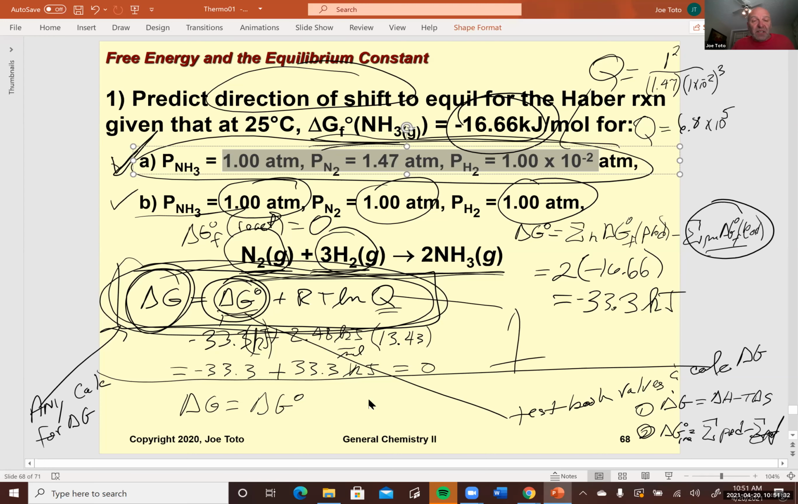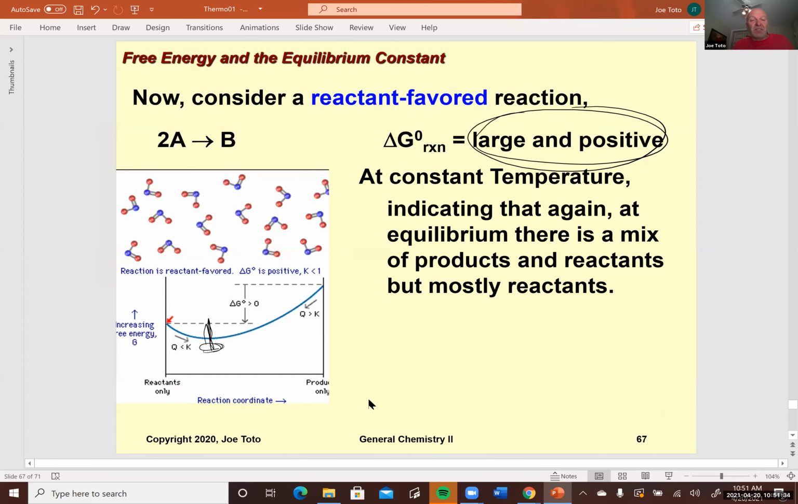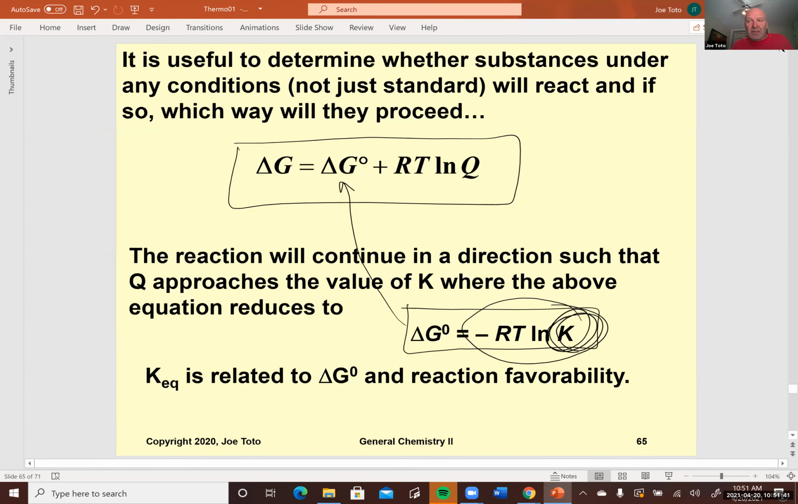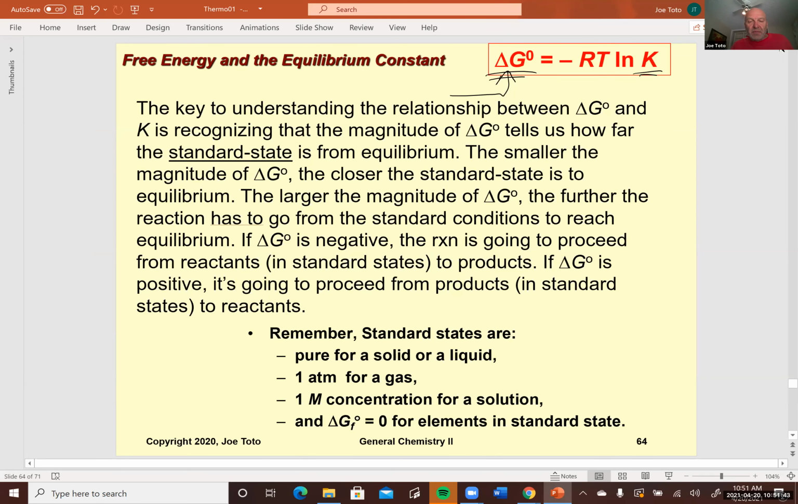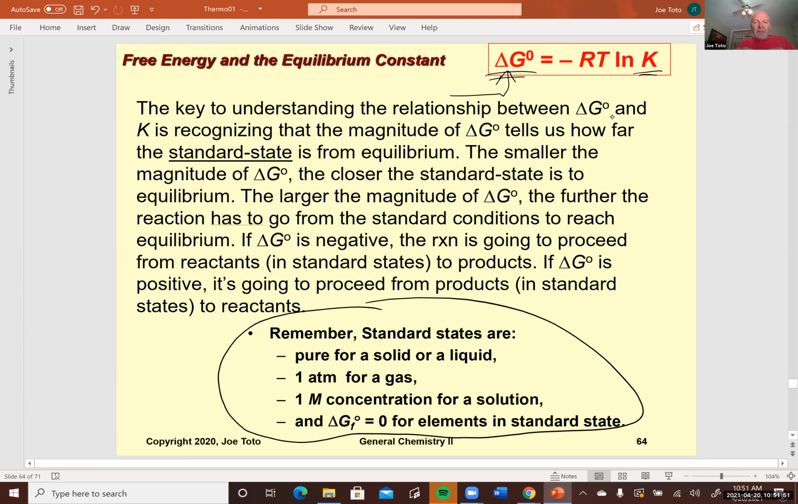Now, what are standard conditions for delta G? We just introduced that back here. Let's take a look at this. So the standard conditions for Gibbs free energy: it's pure for a solid or a liquid, 1 atmosphere for a gas, and if there's a solution, then it's 1 molar concentration. So that's the standard states.